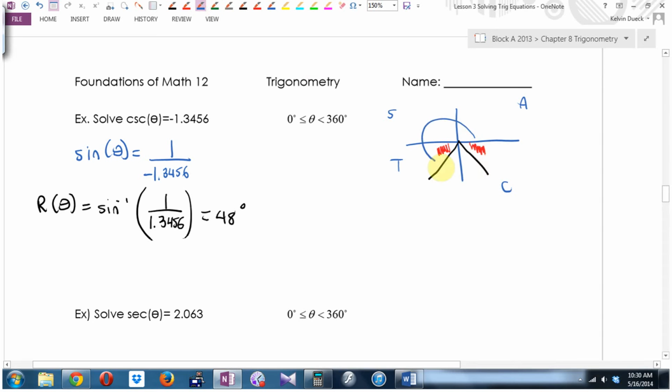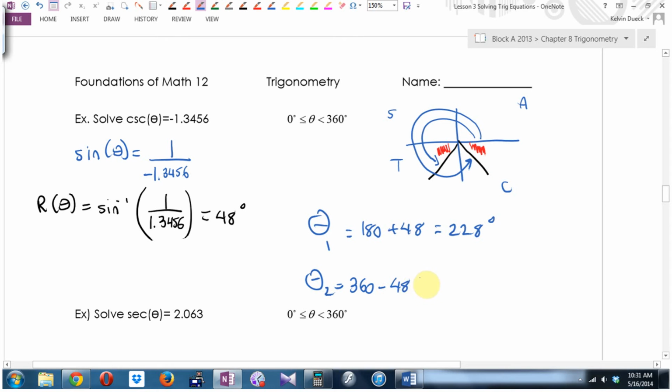Here's theta 1. How can I figure out how big theta 1 is? 180 plus 48 degrees, which is what? 228 degrees. Here's theta 2. How can I figure out how big that one is? 360 minus 48 degrees. So this reference angle, George, it's a pretty good system.